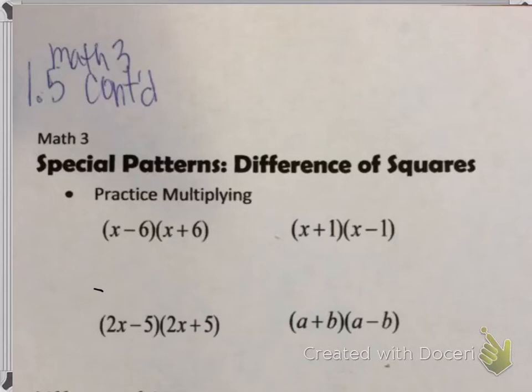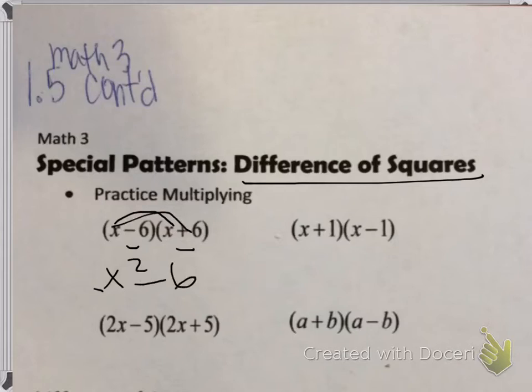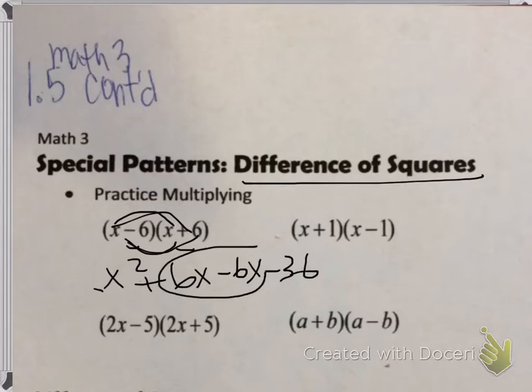Today we're going to do some practice of multiplying so we can see what happens with some of these special patterns. These are called difference of squares patterns because one of them is minus and one of them is plus, but it's exactly the same numbers. Now if you notice, when we FOIL this out, you get x squared plus 6x, and then right here gives you minus 6x, and then minus 36. So those middle terms cancel. They cancel because it's a difference of squares. And what you're left with is this difference of squares, x squared minus 36.